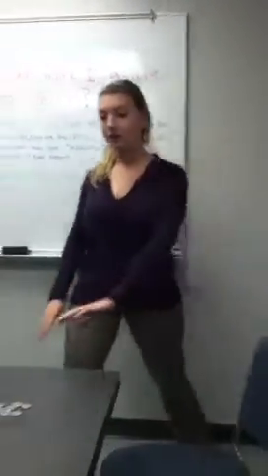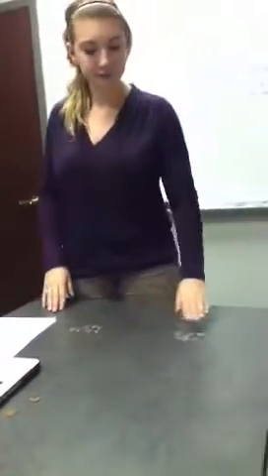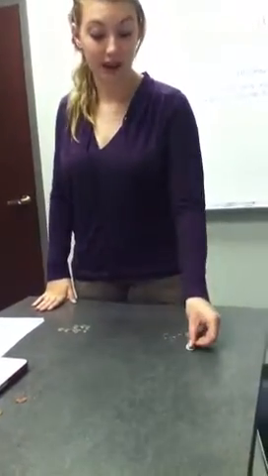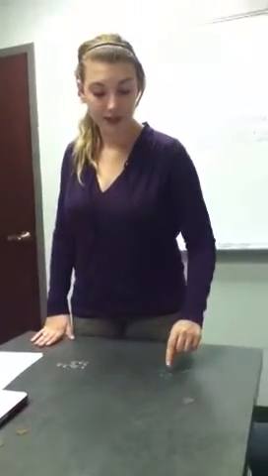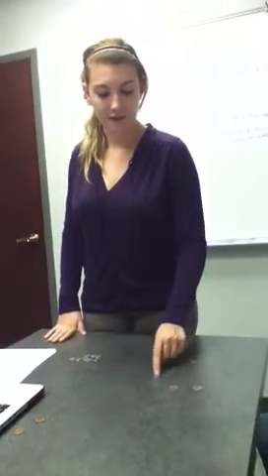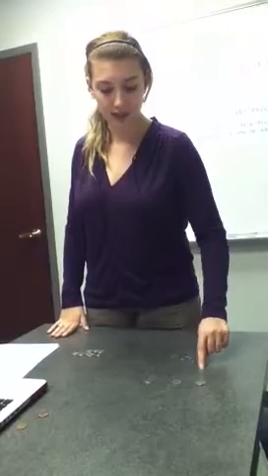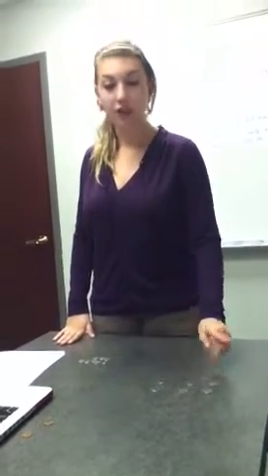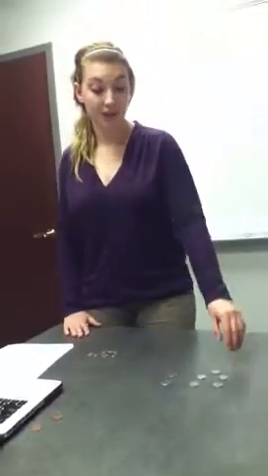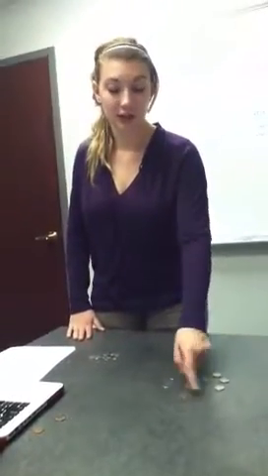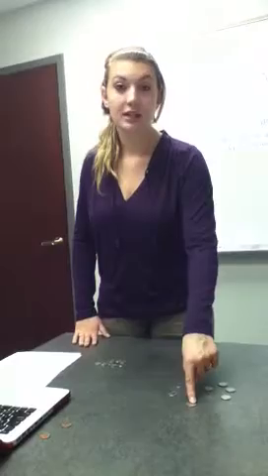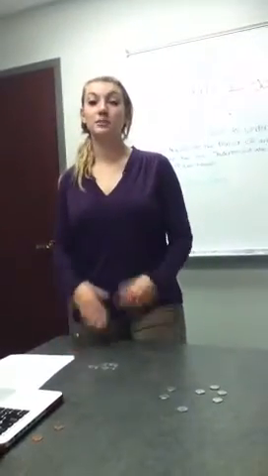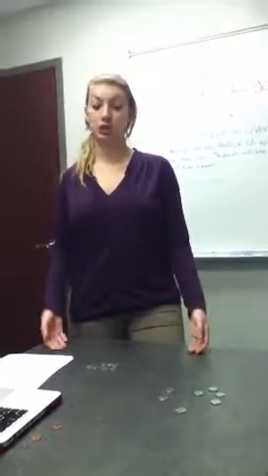Now let's go and look at our nickels. I'm going to count. Nickels are worth 5, so I'm going to count in 5s. 5, 10, 15, 20, 25, 30, 35. Those are all multiples of 5. So for instance, let's do 10. 5 times 2 equals 10. So 10 is a multiple of 5 and 2.